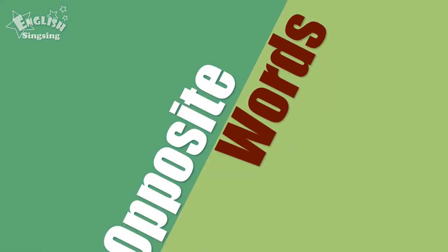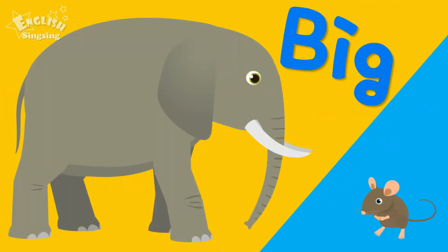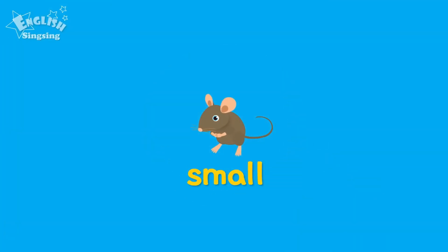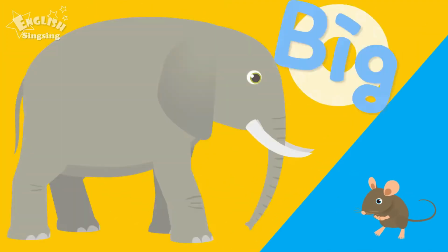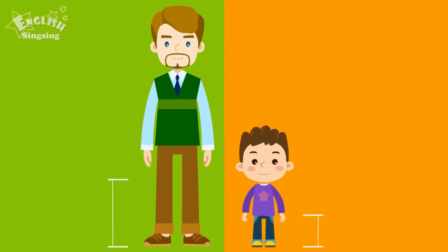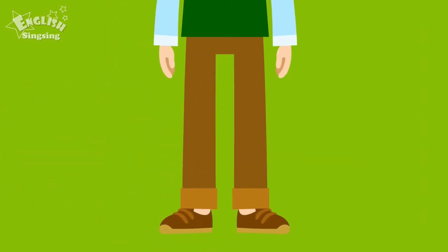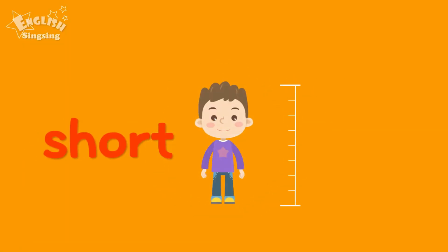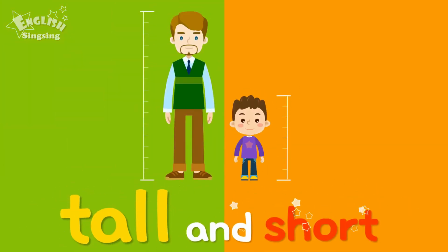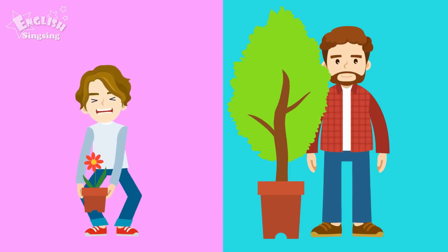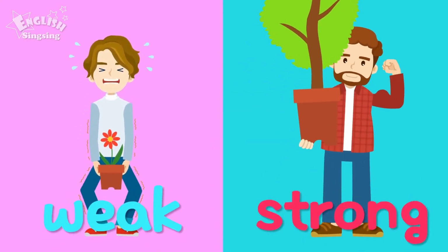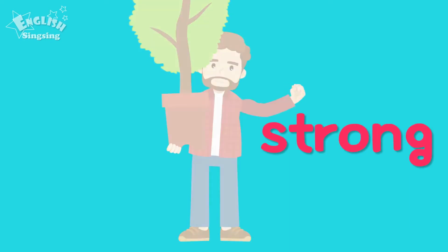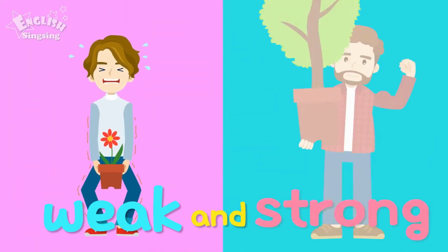Opposite words. Big, small. Big, big elephant. Small, small mouse. Big and small. Tall, short. Tall, tall gentleman. Short, short boy. Tall and short. Weak, strong. Weak, weak man. Strong, strong man. Weak and strong.